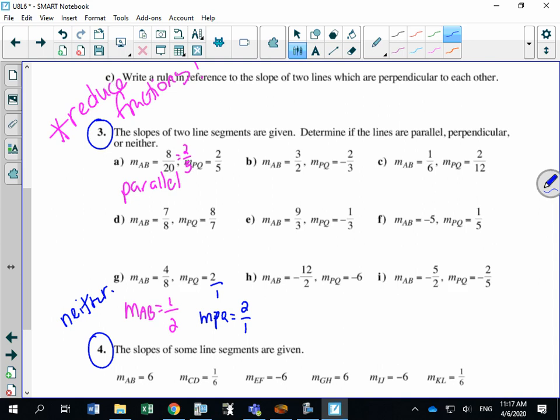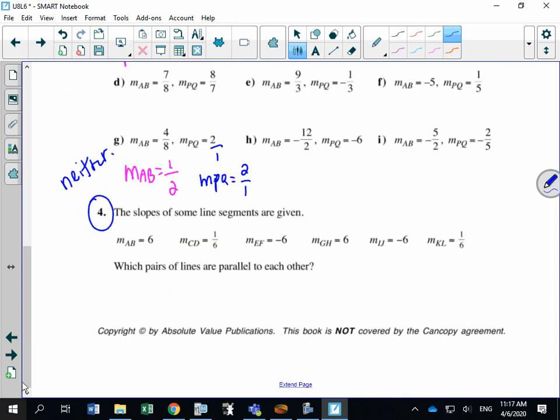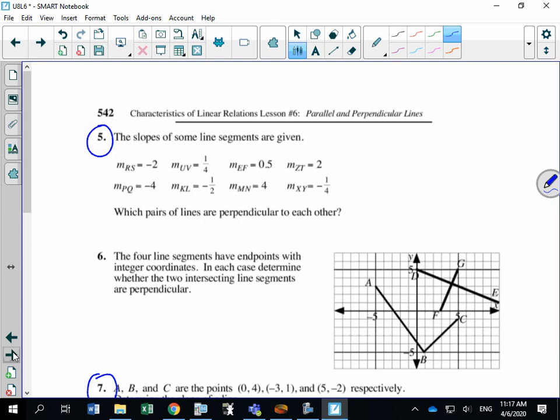So do all of question 3, do all of question 4. Question 5, the slope of some line segments are given. Which pairs are perpendicular to each other?